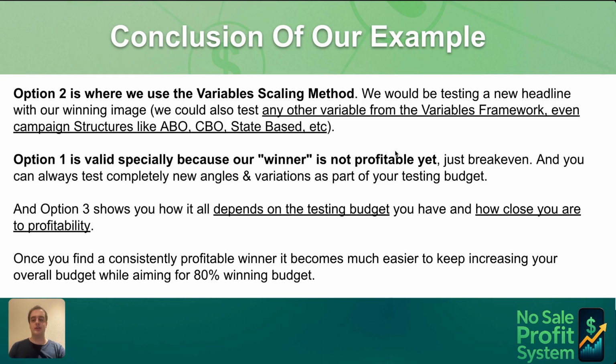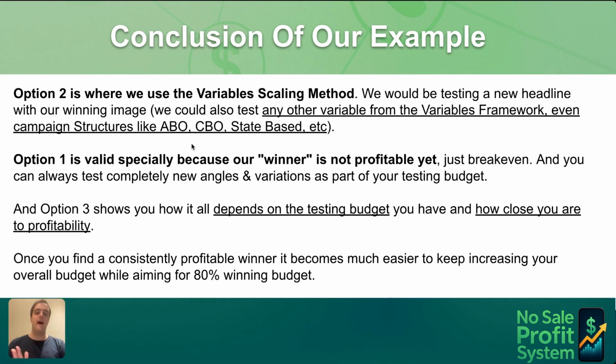So here's the conclusion of our example. Option two is when we use the variable scaling method or the evolution scaling method, because we'll be testing a new headline with our winning image. So we're testing a winning concept and just testing a small variable within the concept, in this case, a headline. And we could honestly test any other variable from the variables framework. We could take our winning image and test a different structure, so ABO versus CBO, or we can test state-based, just for Michigan residents, etc.